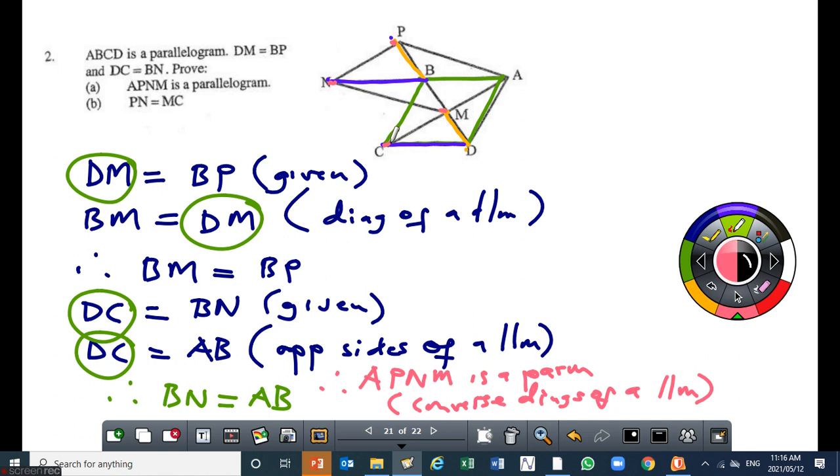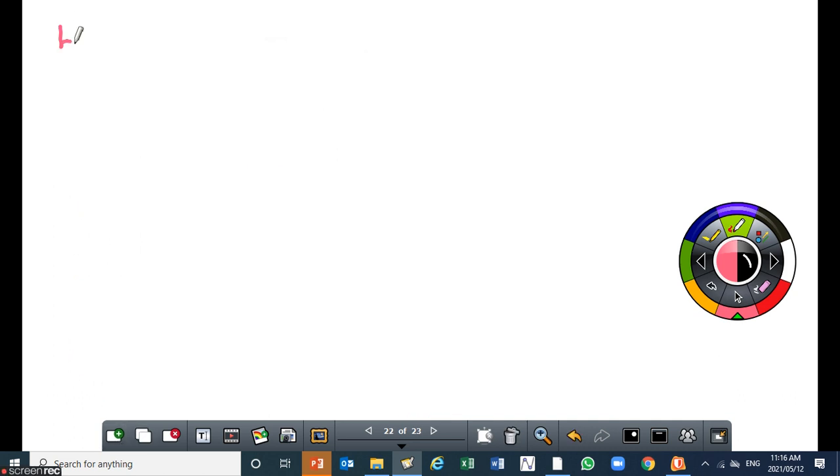Now this is very easy. All we have to say is AM is equal to CM, diagonals of the parallelogram. And AM is equal to PN, opposite sides of the parallelogram, because we have proved that APNM is a parallelogram. Therefore, MC is going to be equal to PN. Are you following what I'm saying? So we'll start by saying AM is equal to CM, the reason: diagonals of a parallelogram.